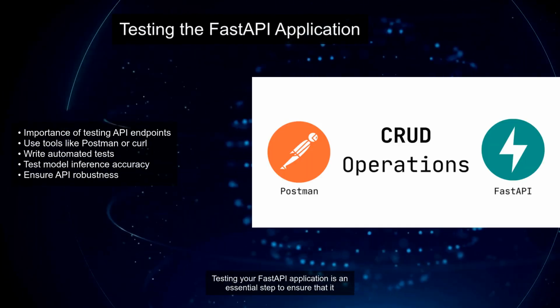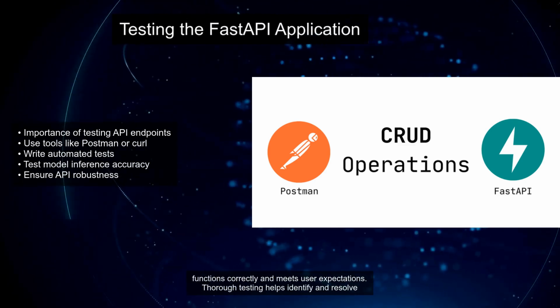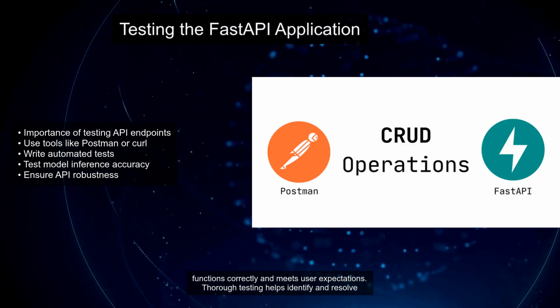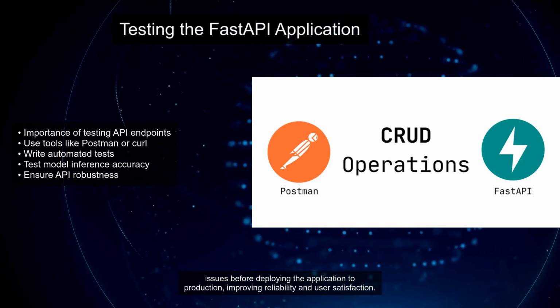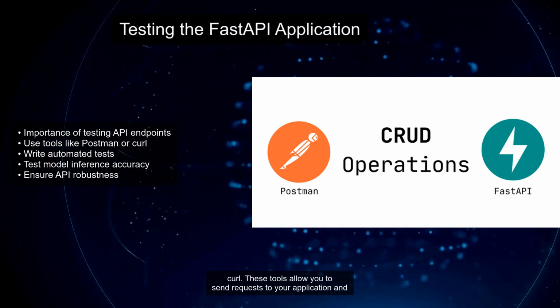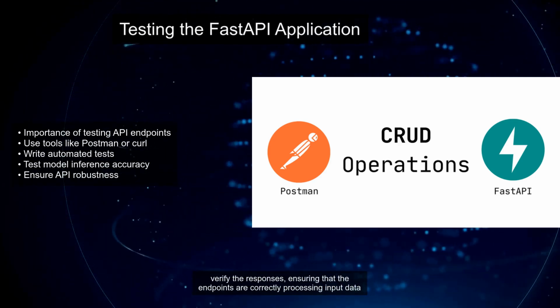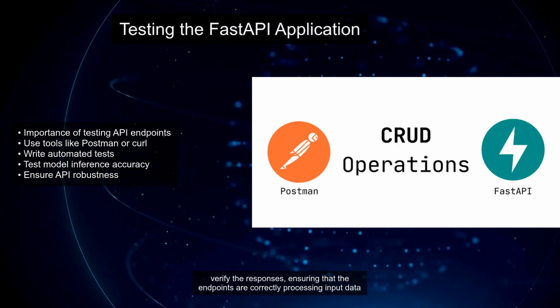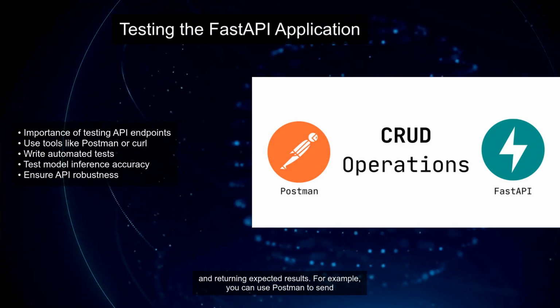Testing your FastAPI application is an essential step to ensure that it functions correctly and meets user expectations. Thorough testing helps identify and resolve issues before deploying the application to production, improving reliability and user satisfaction. Start by manually testing your API endpoints using tools like Postman or curl. These tools allow you to send requests to your application and verify the responses, ensuring that the endpoints are correctly processing input data and returning expected results.